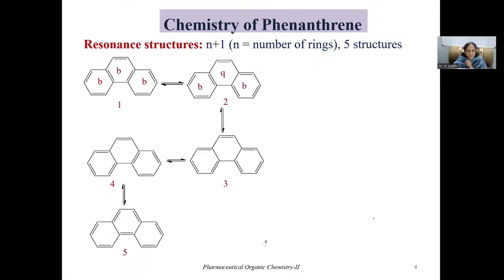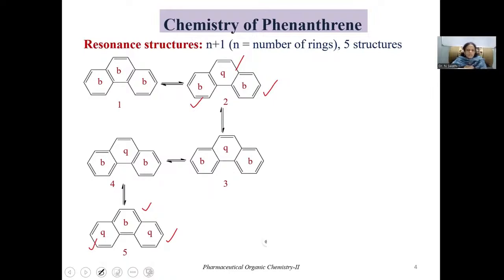Now, in the second resonance structure also, label each ring as benzonoid or quinonoid depending on the number of double bonds. The first ring has 3 double bonds, so it is benzonoid. The third ring also has 3 double bonds, so it is also benzonoid. The middle ring has only 2 double bonds, so we label it as quinonoid. Similarly, label all other resonance structures also. The third has 2 benzonoid ring systems and 1 quinonoid. The fourth also has 2 benzonoid and 1 quinonoid. Now coming to the fifth, it has 2 quinonoid rings and only 1 benzonoid ring.